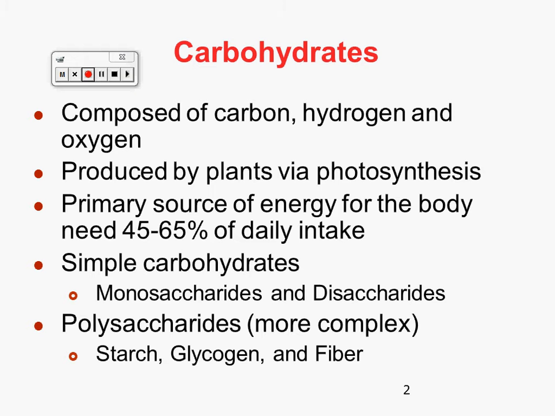So what percent of our kilocalories should be carbohydrates? 45 to 65%. And how many kilocalories do carbohydrates provide? This is kind of like a mini review for the test, right? 4 kilocalories per gram. So when we break it down, we have simple carbohydrates and we have complex carbohydrates. Our simple carbohydrates are monosaccharides and disaccharides.